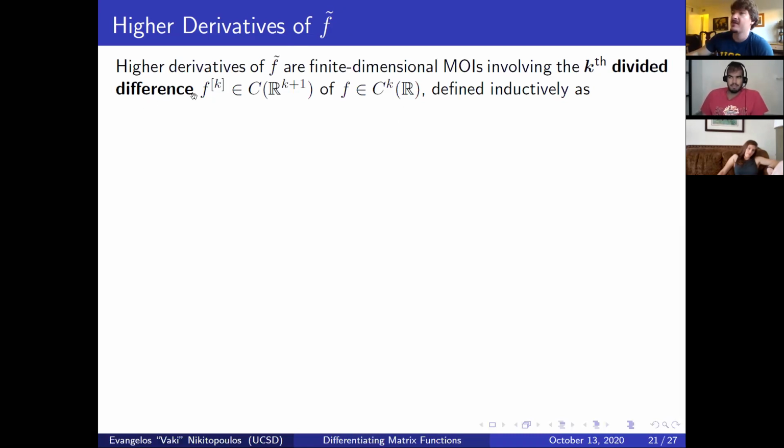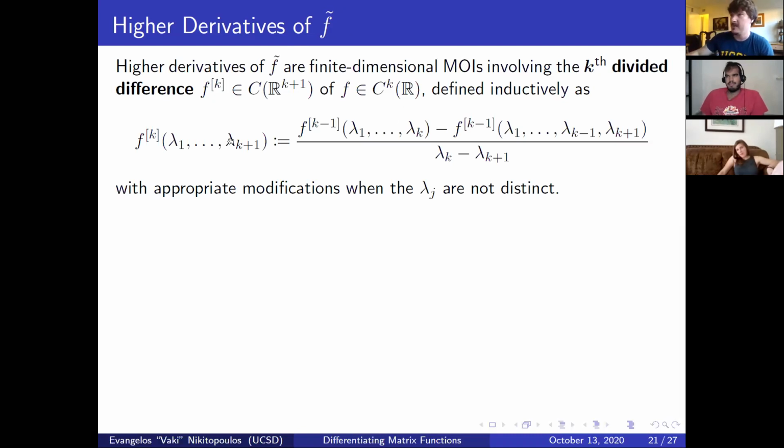kth divided difference f_k of f, which is defined inductively as the function of k plus 1 variables, f_k(lambda_1 through lambda_{k+1}), where you take the previous one with the first k, minus the previous one, take out the kth one, so lambda_1 through lambda_{k-1}, lambda_{k+1}, and then divide by lambda_k minus lambda_{k+1}. You should think about this schematically as the kth discrete derivative of f is equal to the first discrete derivative of the (k-1)st discrete derivative. Schematically, that's what this definition means.